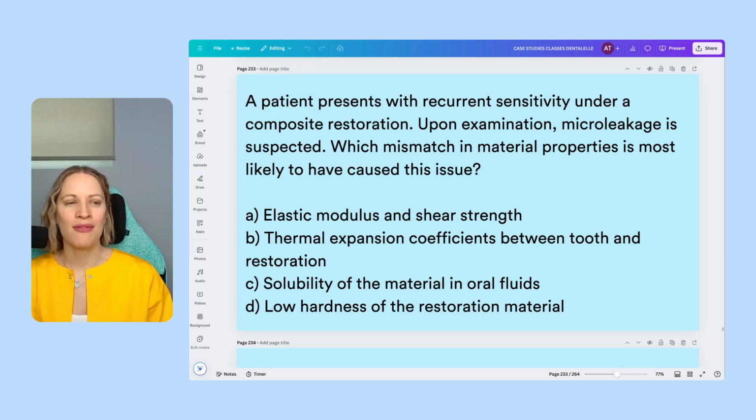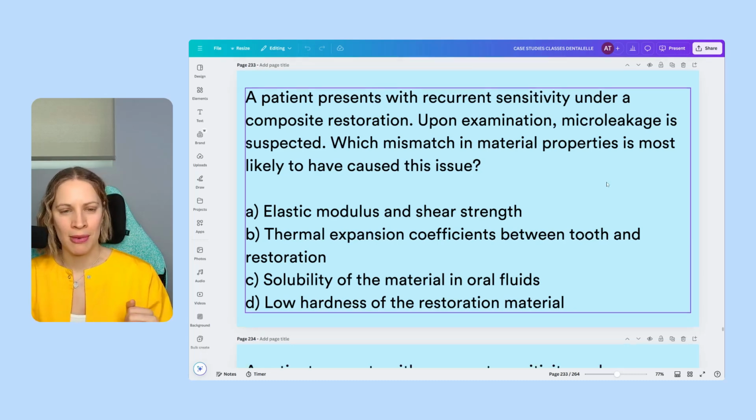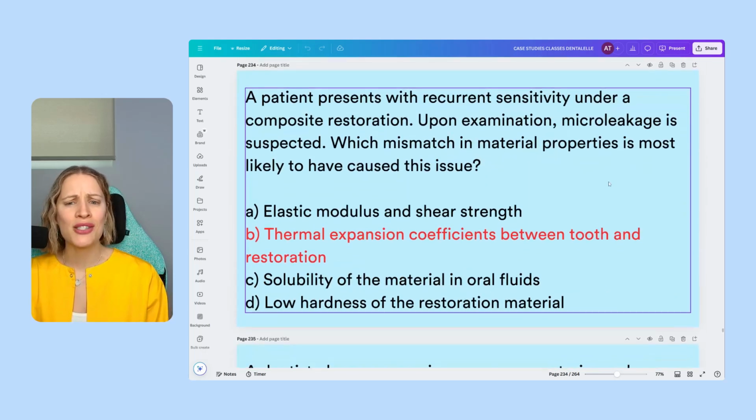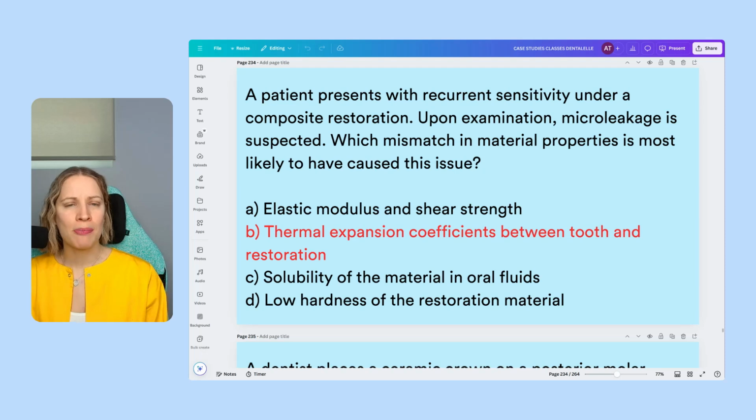So think about it and feel free to pause the video if you need more time. So the answer is thermal expansion is happening between the tooth and the restoration. So, what does that mean? When we're talking about thermal expansion, that means two temperatures. It eventually expands a little bit.